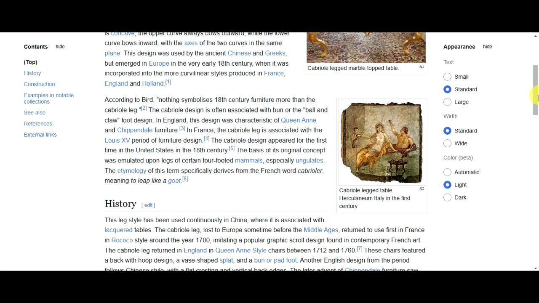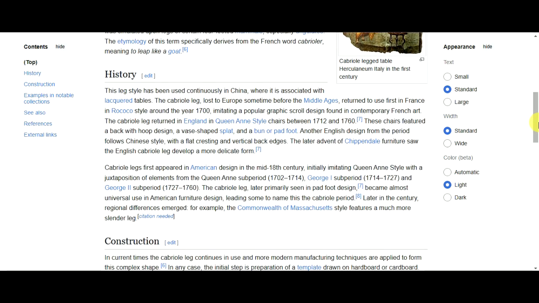The cabriole leg returned in England in Queen Anne style chairs between 1712 and 1760. These chairs featured a back with hoop design, a vase-shaped splat, and a bun or pad foot. Another English design from the period follows Chinese style, with a flat cresting and vertical back edges. The later advent of Chippendale furniture saw the English cabriole leg develop a more delicate form.